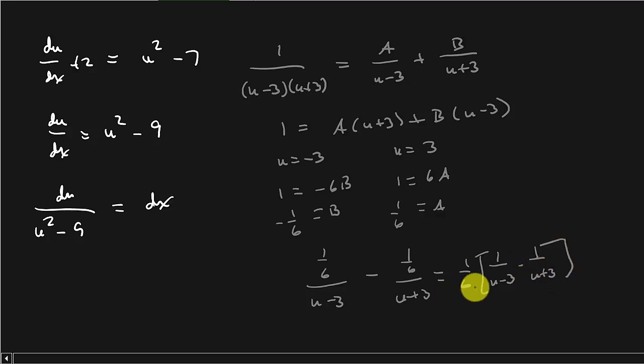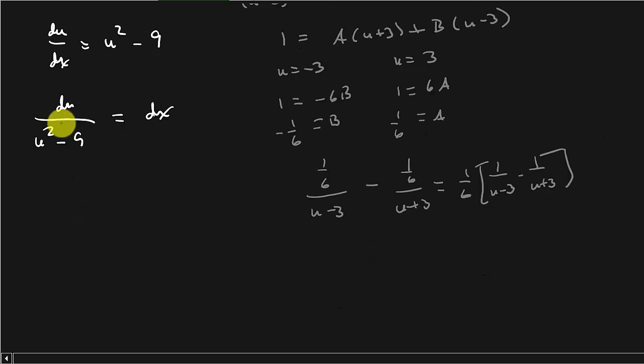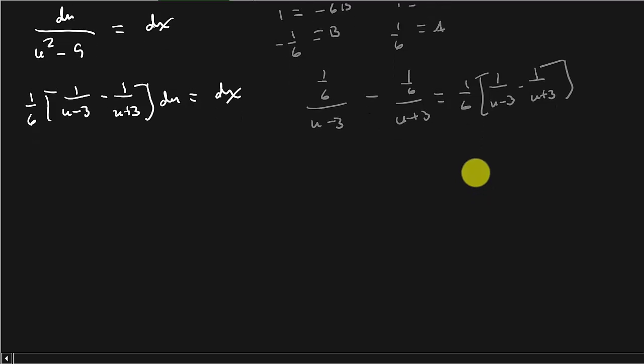I just factor out the 1/6. So all of this can be written as 1/6 times (1 over u minus 3, minus 1 over u plus 3) du equals dx. All right, so now let's integrate.